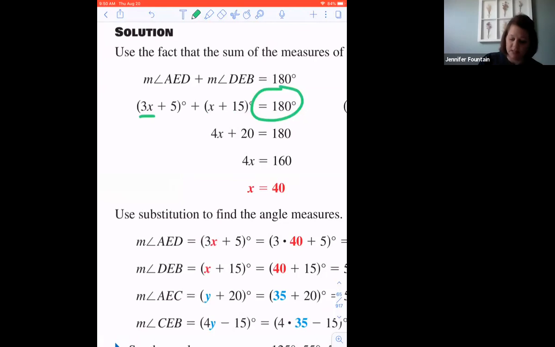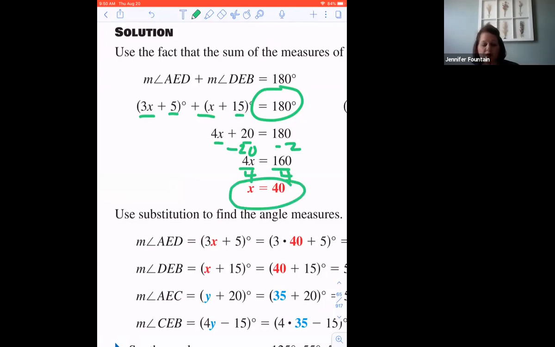So 3x plus x is 4x, and 5 plus 15 is 20. So I've been able to simplify that to 4x plus 20 equals 180. Now I've got to subtract 20 from each side, and I have 4x is equal to 160. Divide by 4, divide by 4. So I find that the measure of x is 40.